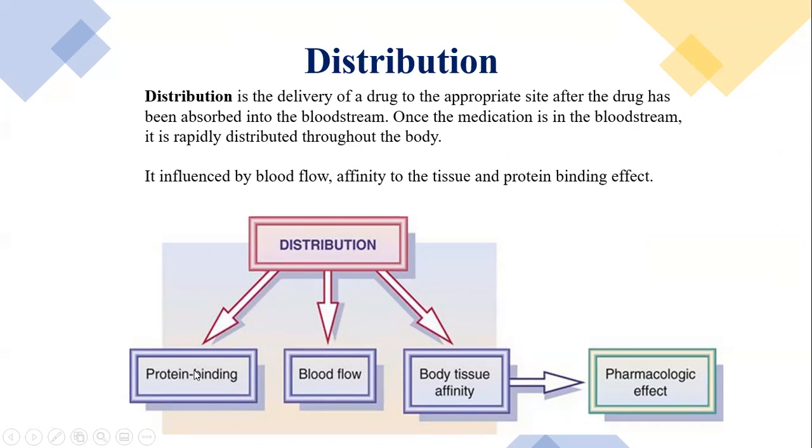So drugs bind with the protein, then are transmitted. Distribution depends on blood flow. If blood flow is more, distribution will be rapid. Distribution depends on body tissue affinity, right? And finally, all of these factors lead to the pharmacological effect of drugs.